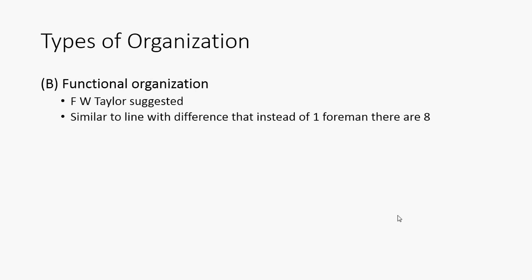The next type of organization is the functional organization. It was suggested by F.W. Taylor, as we discussed in the first chapter. He is a major contributor in the school of management theories, and he suggested the functional organization. It is similar to the line organization, but the difference is that instead of one foreman, there are 8 foremen. For example, we are here considering the digit 8.